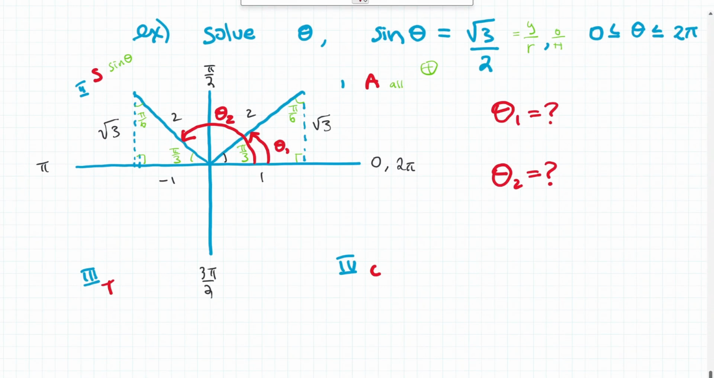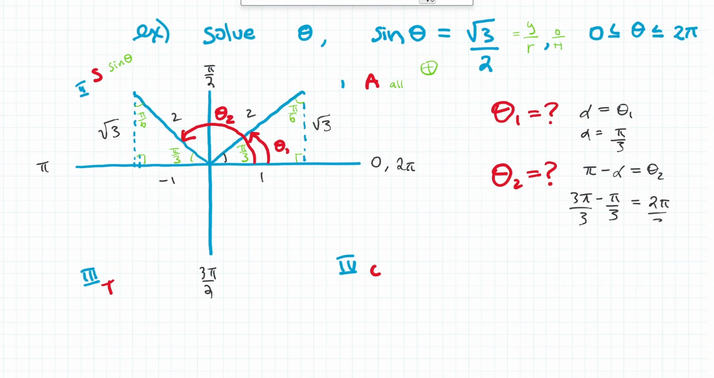So theta 1 is in quadrant 1. So what do we know? We know that our alpha equals our theta 1. Theta 2 is in quadrant 2. So that means that pi minus alpha is going to equal our theta 2. So let's fill this in. We said that here alpha equals pi over 3. So we already solved for theta 1. And for theta 2, we've got pi minus pi over 3. We can add our common denominator. So that means it will equal 2 pi over 3. And there you have it. We have our solution for theta 1, and we've got our solution for theta 2.